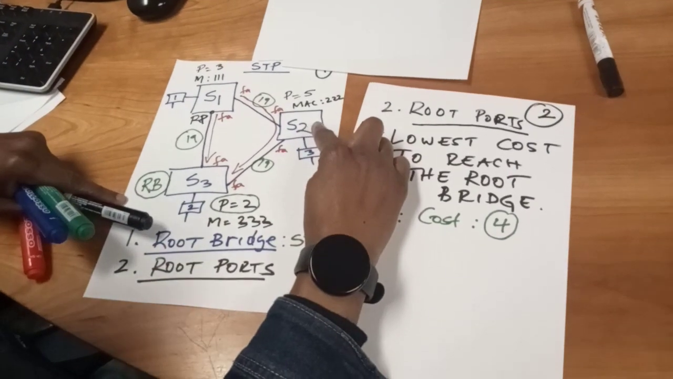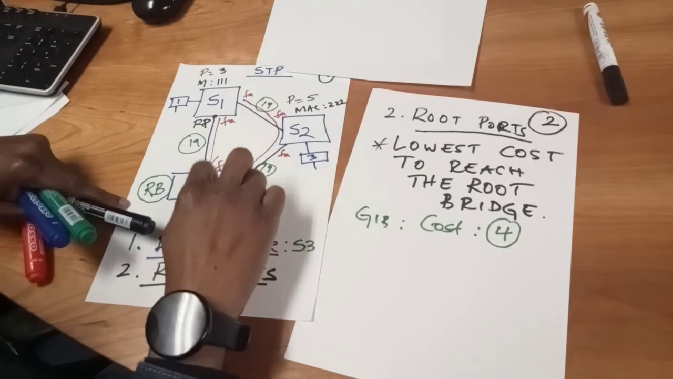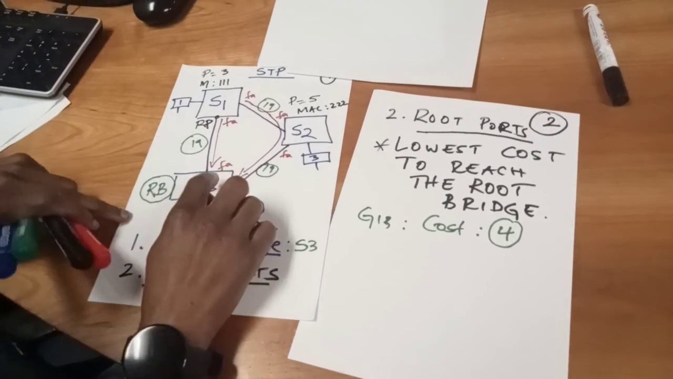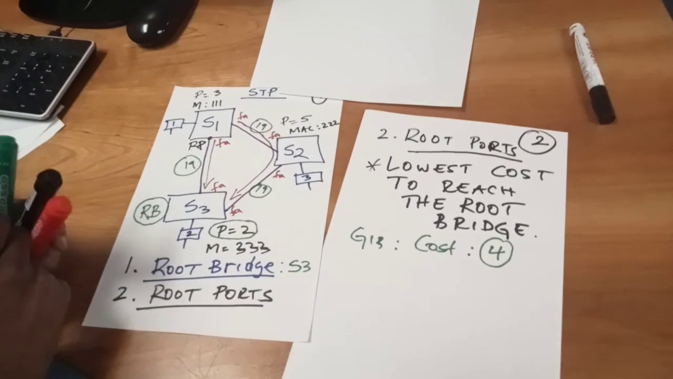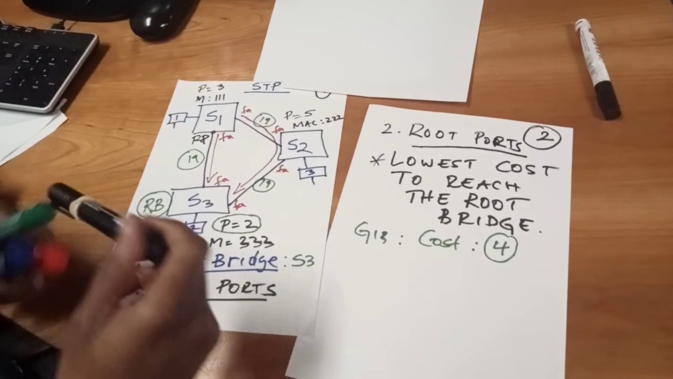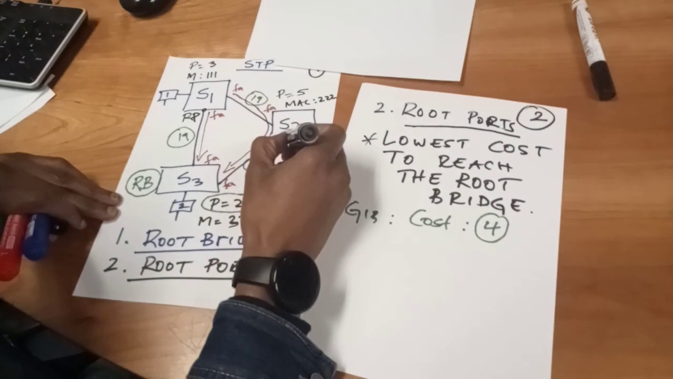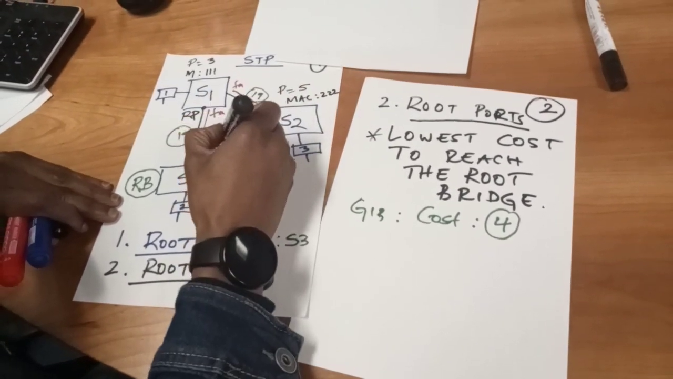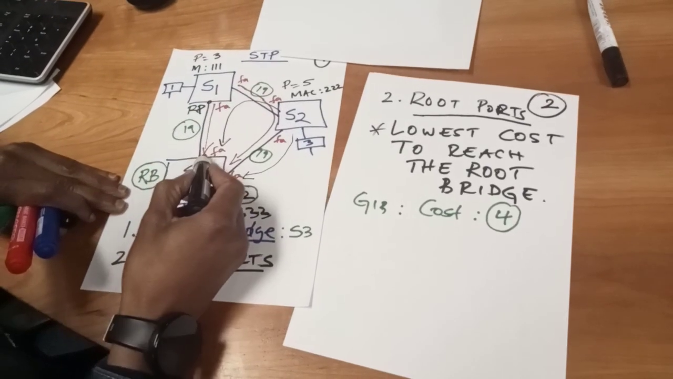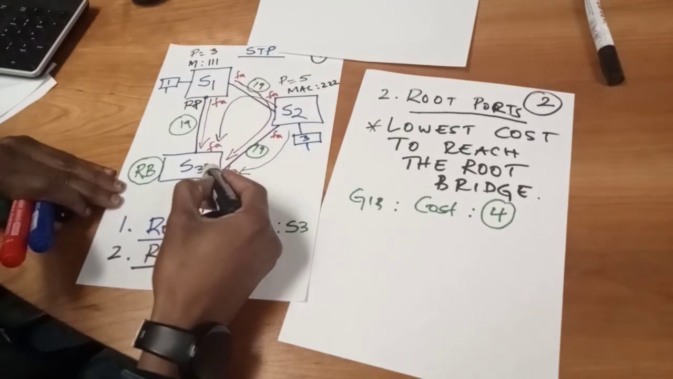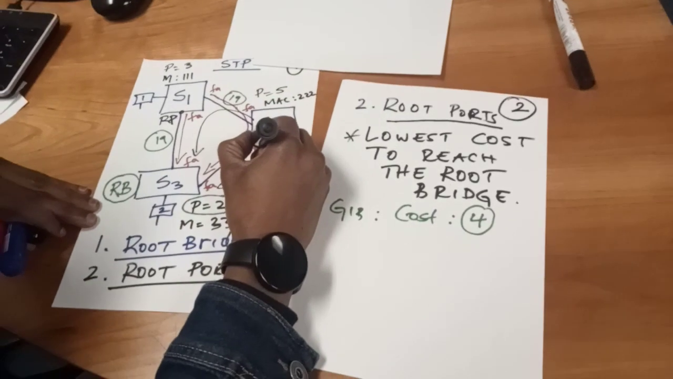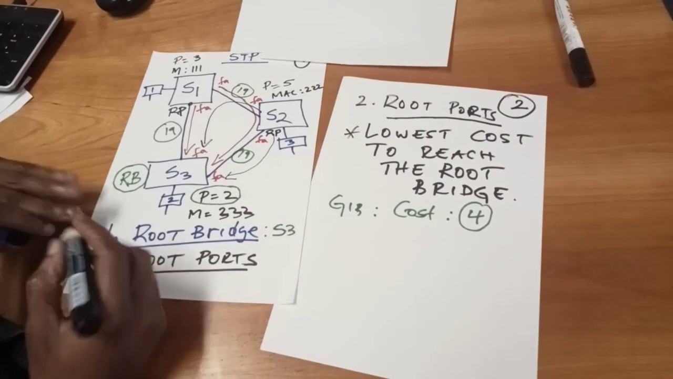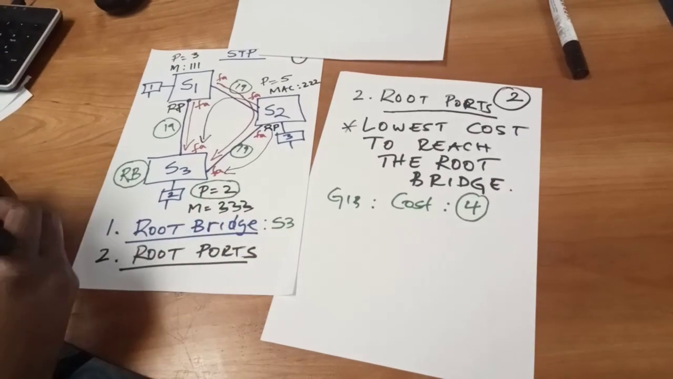Now we're going to go to switch number 2. How to reach switch number 3? For you to reach switch number 3, you can come this way, or you can go this way. But you're going to see that by going this way, it's far. So this one is the shortest path, so your root port is this port here. Now we are done with the root port.